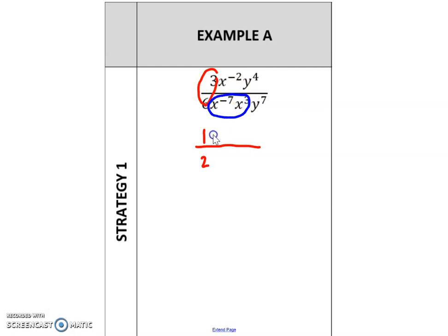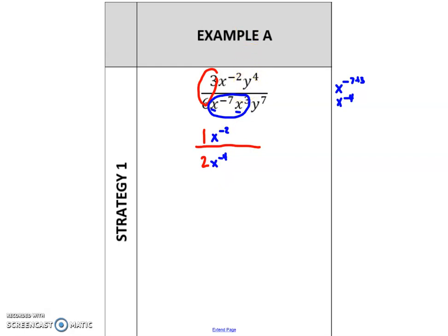So I'm going to leave x to the negative 2. And I'm going to look at my x's in the denominator right here. Remember my product rule says when I multiply same bases, I add the exponents, right? So I have x to the negative 7 plus 3, which would be x to the negative 4th. Okay, so I'm going to write that x to the negative 4th right there.